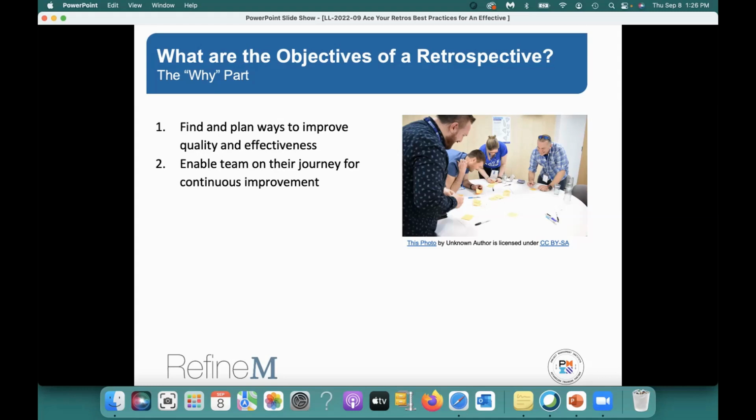There are two very important reasons. First is to find and plan ways to improve quality and effectiveness. Those are the two things we are trying to improve. We're trying to improve quality, so the team delivers higher quality every time. And second is effectiveness. How effective is the team? Are they creating a lot of rework, or were there a lot of bottlenecks and impediments that came along? So is the team effective, or what can we do to make the team more effective?